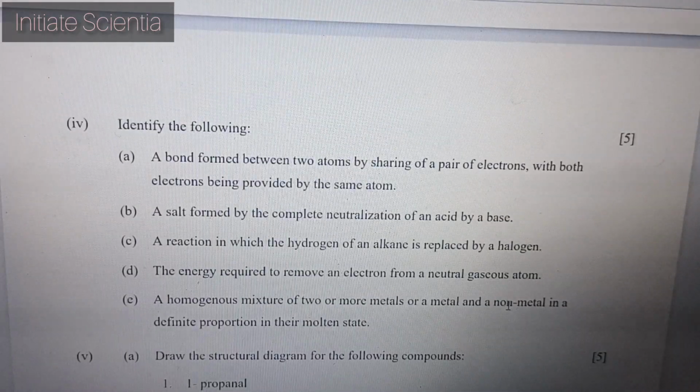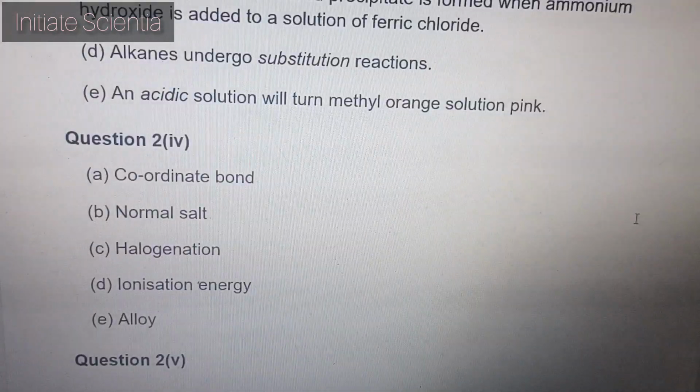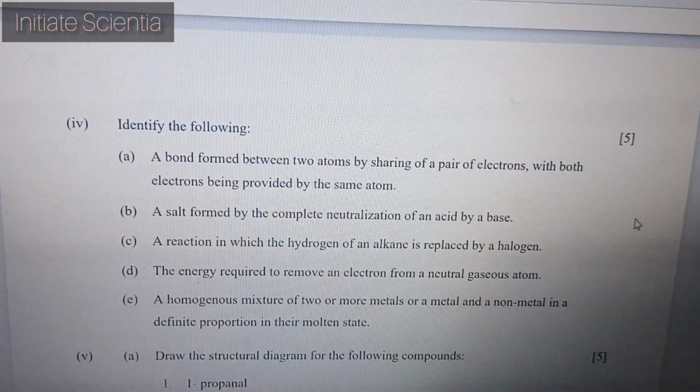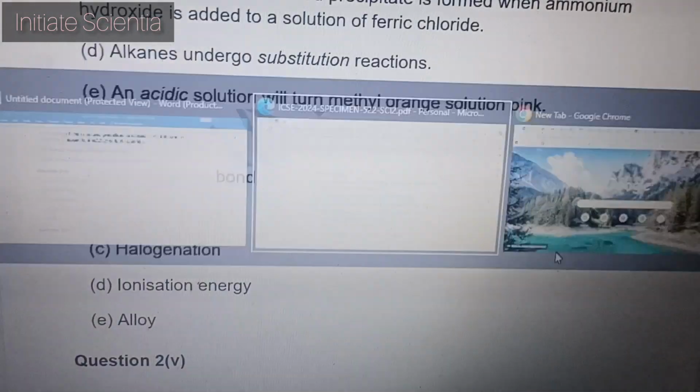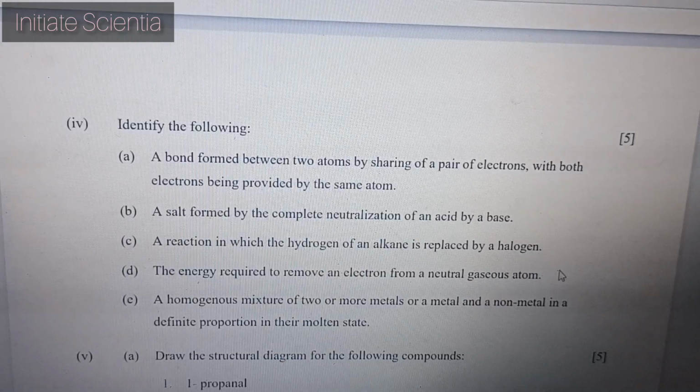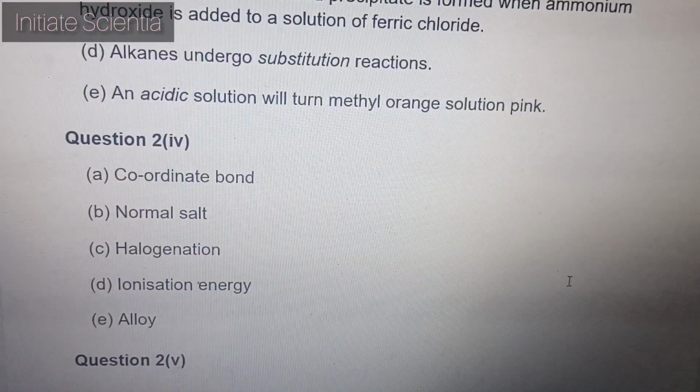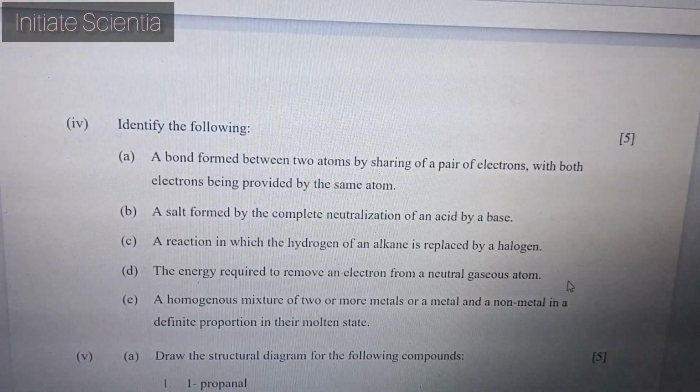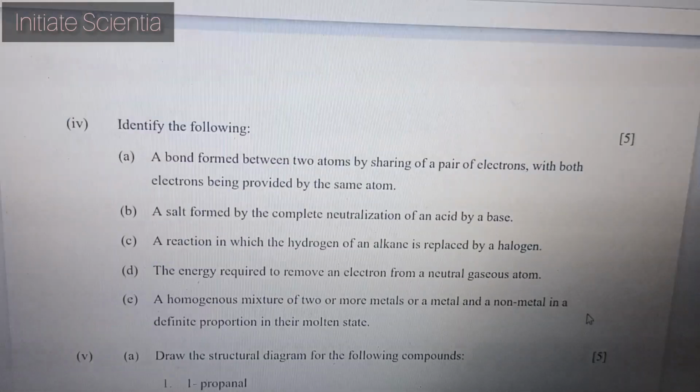Next, identify the following. A bond formed between two atoms by sharing a pair of electrons with both electrons being provided by the same atom. Coordinate bond. A salt formed by the complete neutralization of an acid by a base. Normal salt. A reaction in which hydrogen of an alkane is replaced by halogen. Halogenation. The energy required to remove an electron from a neutral gaseous atom. Ionization energy. A homogeneous mixture of two or more metals or a metal and a nonmetal in a definite proportion in their molten state. Alloy.